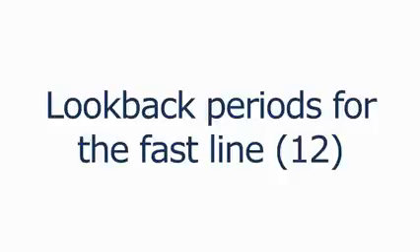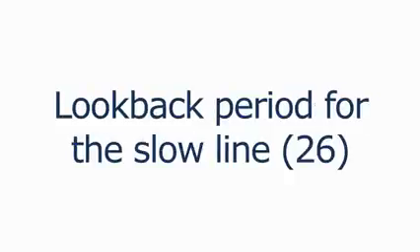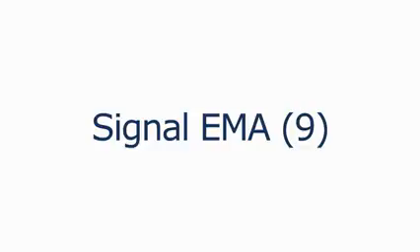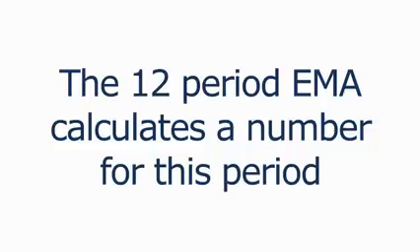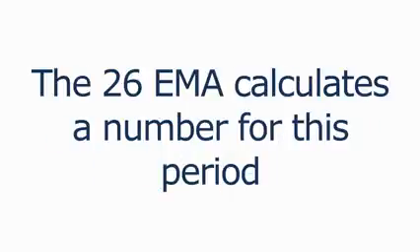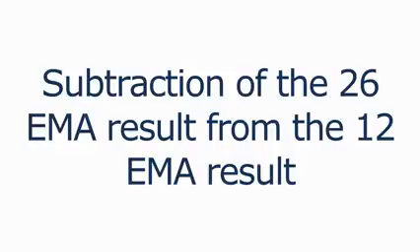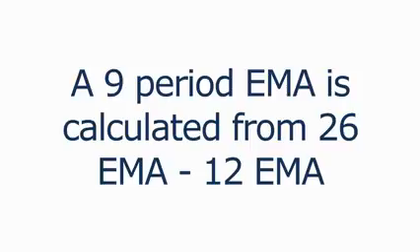The MACD default inputs are 12, 26, and 9, which represent the values for: number 1, the look back period for the fast line, 12; the look back period for the slow line, 26; and the signal EMA, which is a 9. So this leads us to how to calculate the MACD. The 12-period EMA calculates a number for this period. A 26 EMA calculates a number for this period. Then subtract the 26 EMA result from the 12 EMA result, and a 9-period EMA is calculated from the 12 EMA minus the 26 EMA.